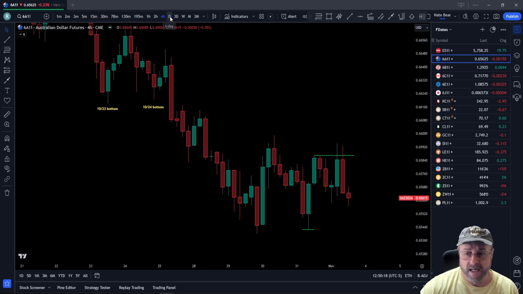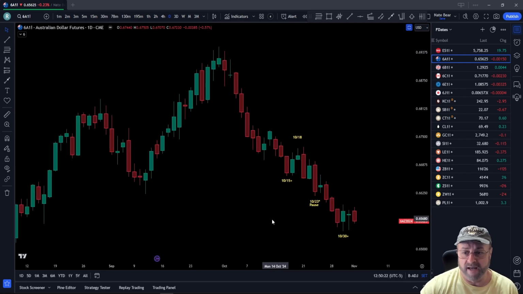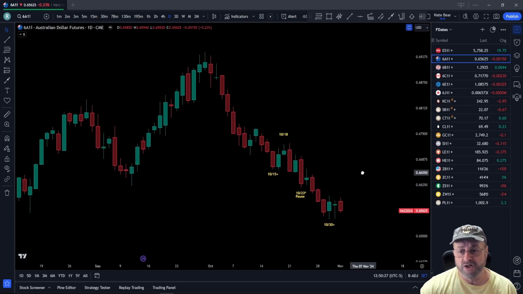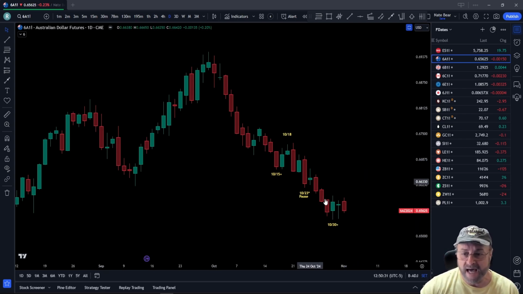Back to the daily. Reset so it looks good. Okay. So right now in this particular situation, you may say that we are currently flat. We got out of positions because we just confirmed this swing bottom.